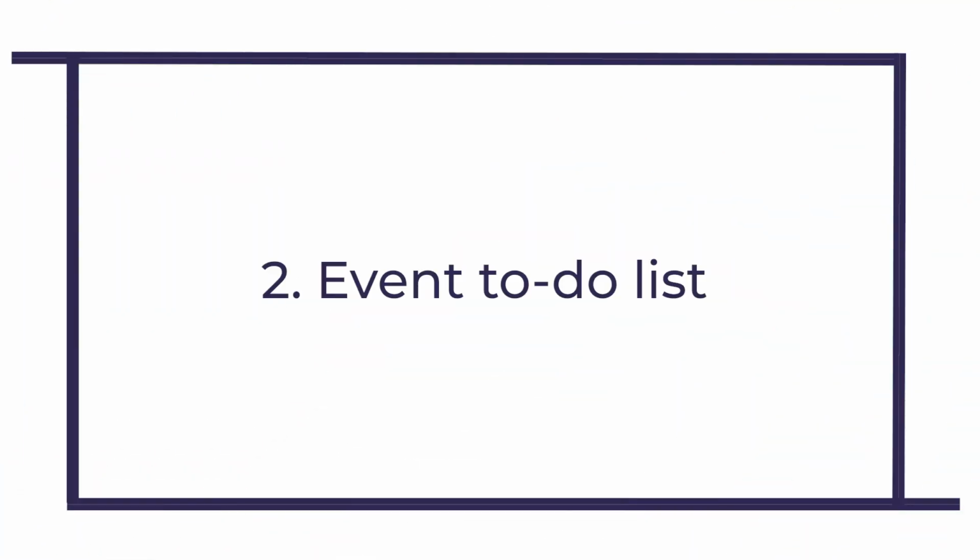Step number 2 is to create a basic to-do list. And so this can contain things like the date of the event, the overall theme, the location, decorations you want to include, refreshments, and more.